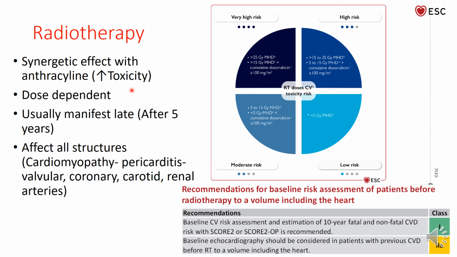It also has a synergistic effect with anthracycline. Both increase the cardiotoxicity risk of the other. As we see here, the risk depends on the mean heart dose of radiation. If the heart is in the field of radiation, a dose below 5 gray is a low risk. A dose between 5 and 15 is a moderate risk. A dose above 15 is high risk, and above 25 is at a very high risk.